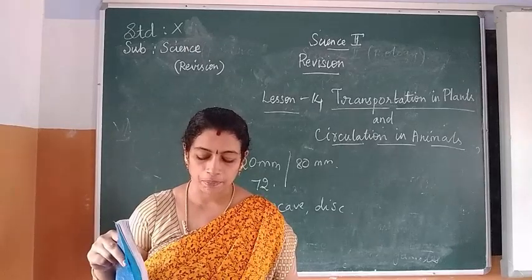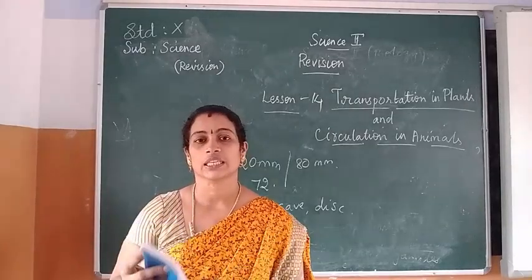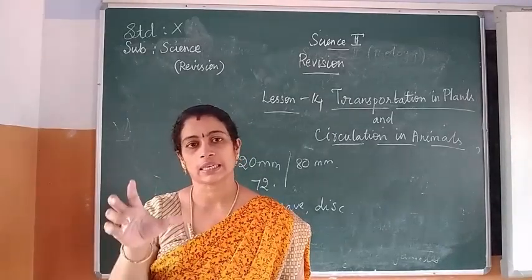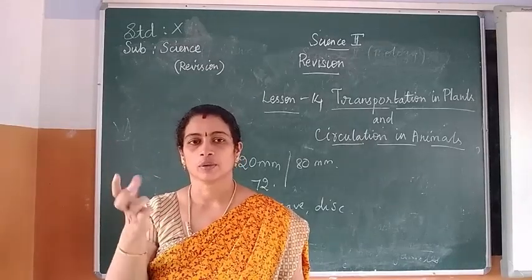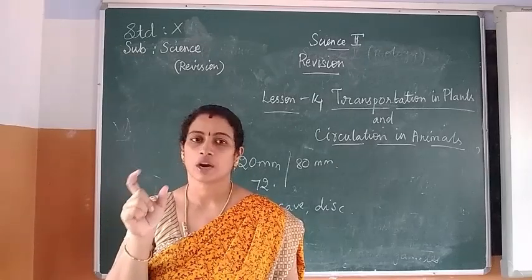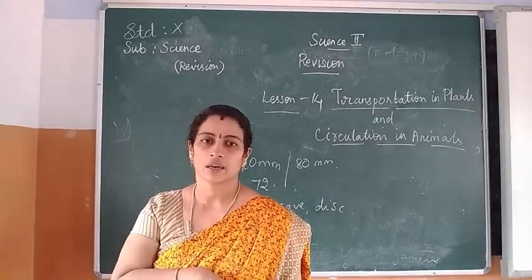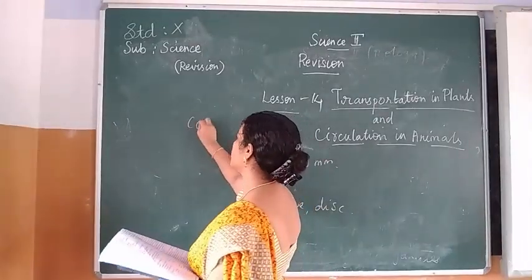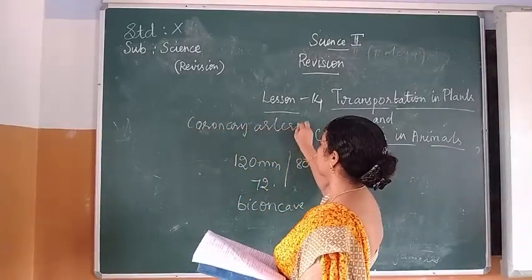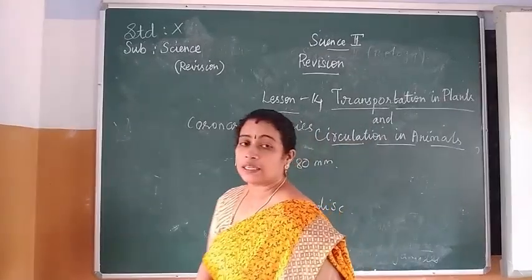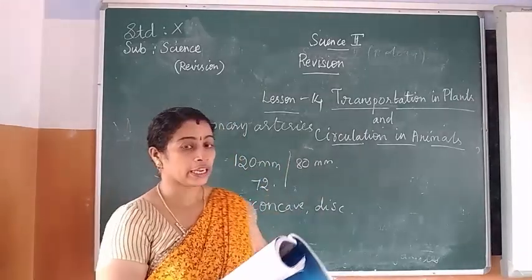Mention the arteries which supply blood to the heart muscles. Coronary artery, the blood vessel which gives blood to the heart muscles. The heart is formed of cardiac muscles, and these muscles are supplied with blood with the help of coronary arteries.